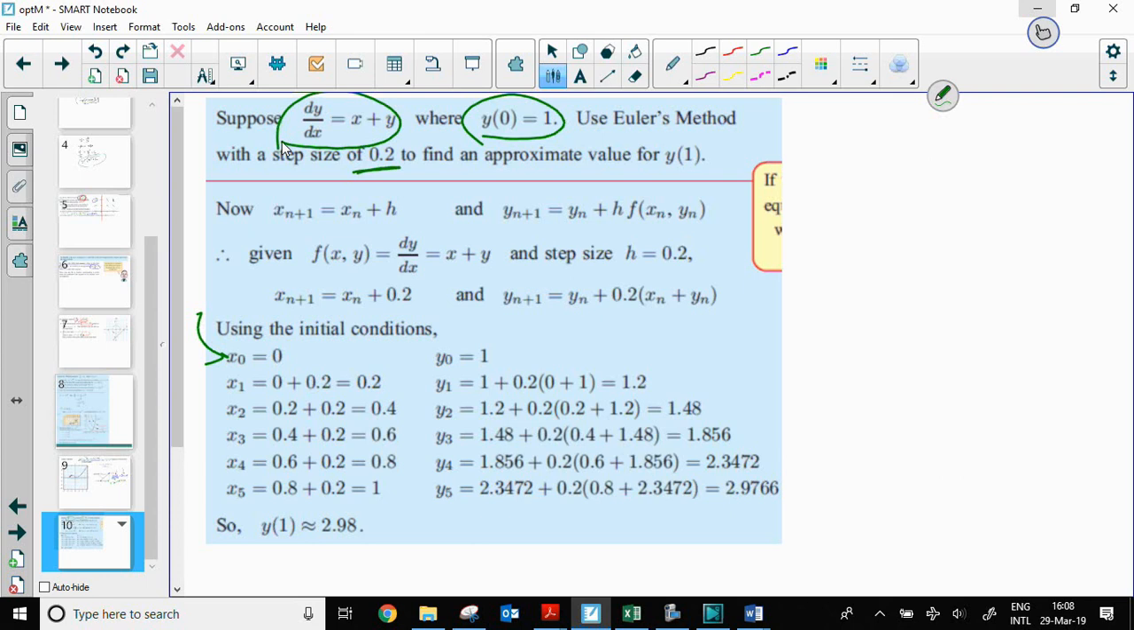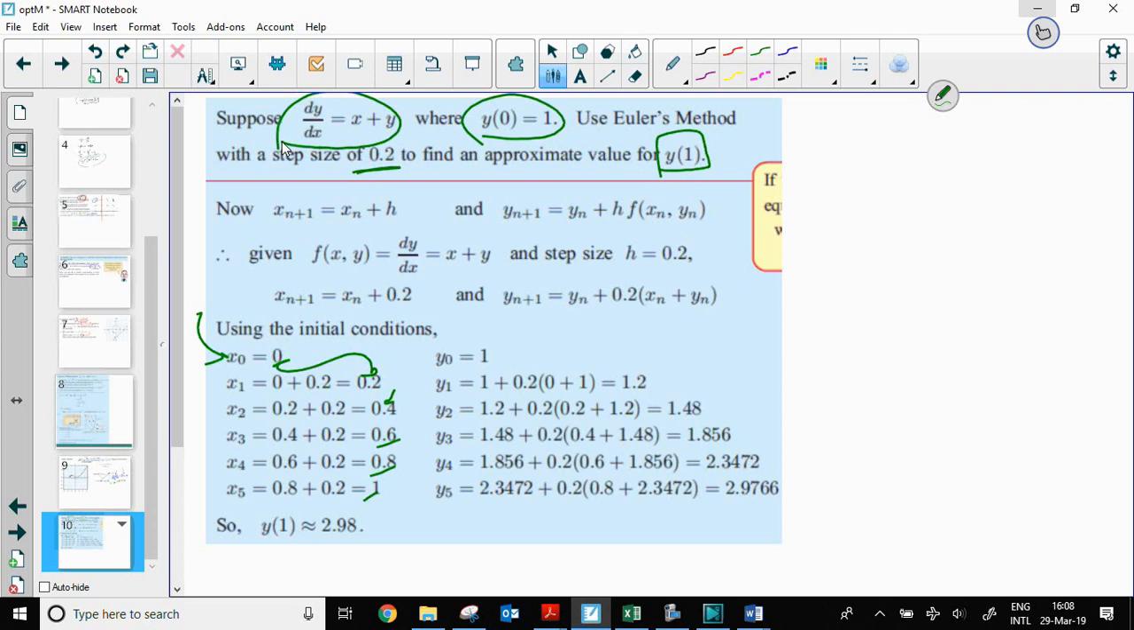Okay, so really the left-hand column makes a lot of sense. This is fairly obvious what's happening. We're starting at 0, and then we're adding 0.2 to get to 0.2. And then we're going to add another 0.2 to get to 0.4. We're going to add another 0.2 to get to 0.6, again to 0.8, and again to get to 1. And we're going to stop there because we're asked to estimate y of 1.